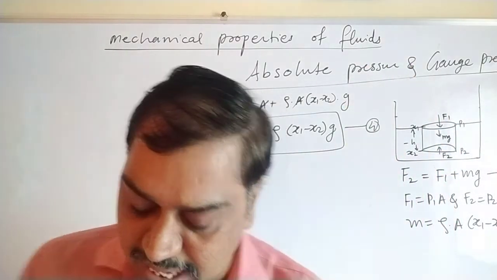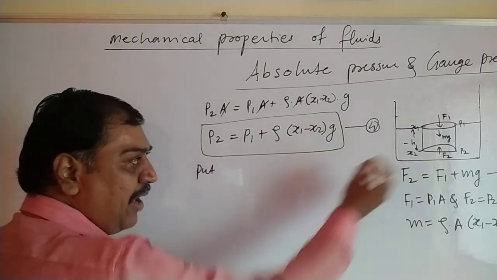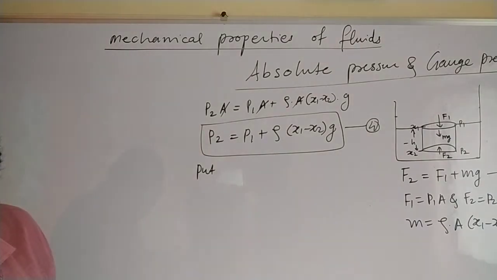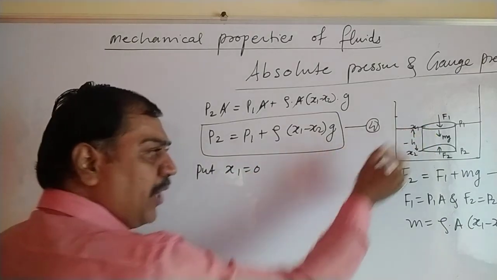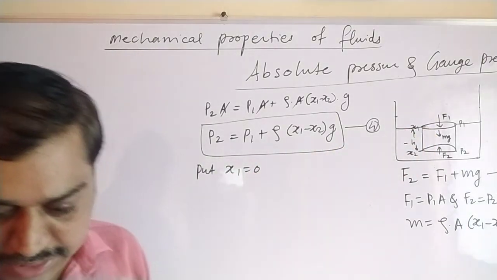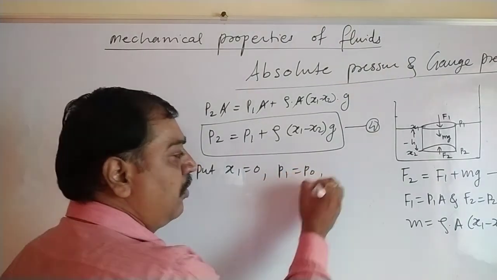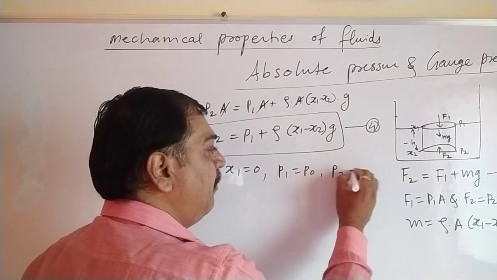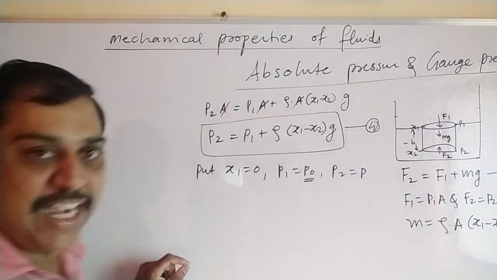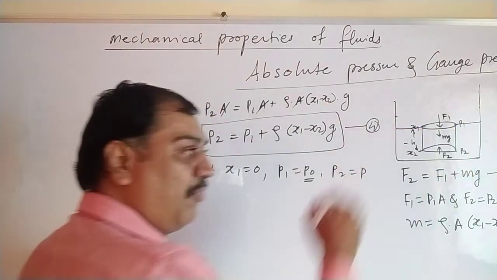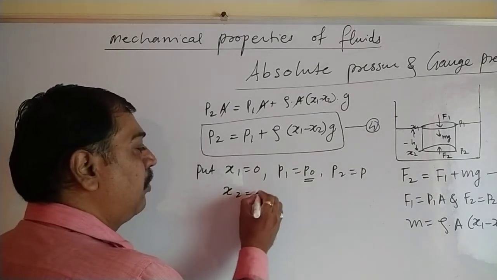Now put some values here. The same equation we can write, if we put in this equation by this diagram, that was diagram 2.8 in your book. Put x1 equal to 0, since at the top we come to the surface. And put P1 equal to P0, and P2 equal to P. Why is it P0? P0 is atmospheric pressure, since it comes in the atmosphere. P is the pressure inside the fluid. P2 equal to P, x2 equal to minus h.